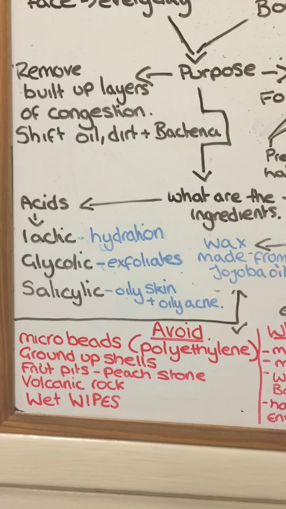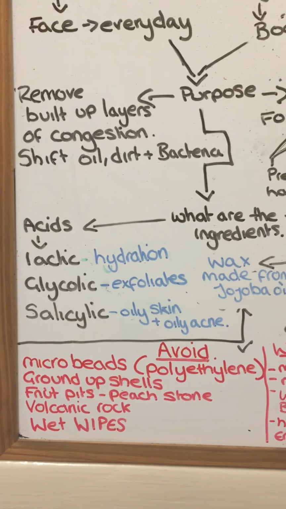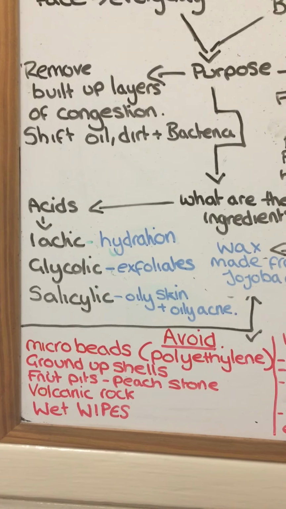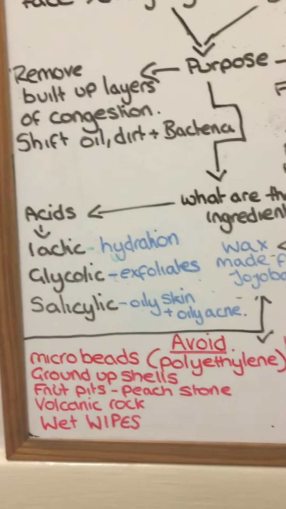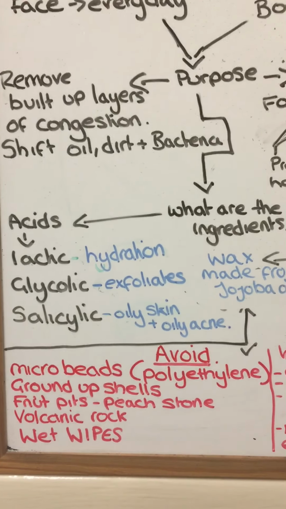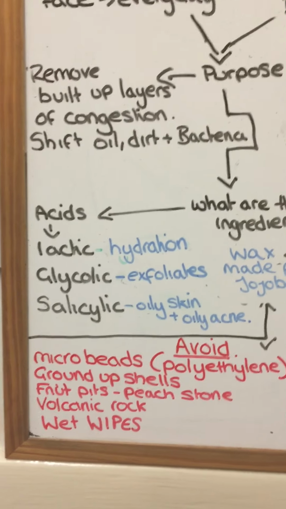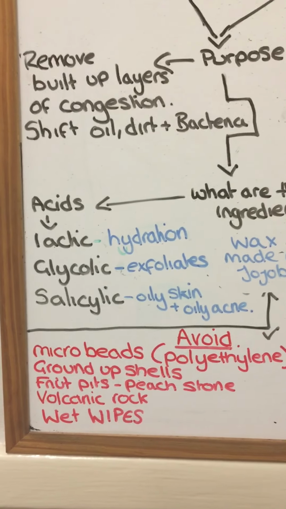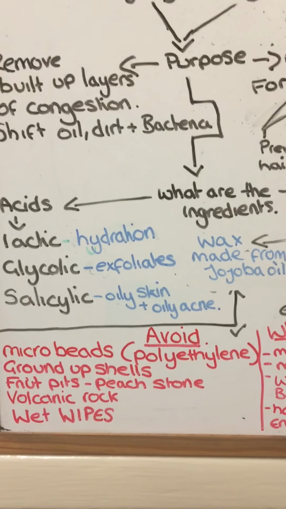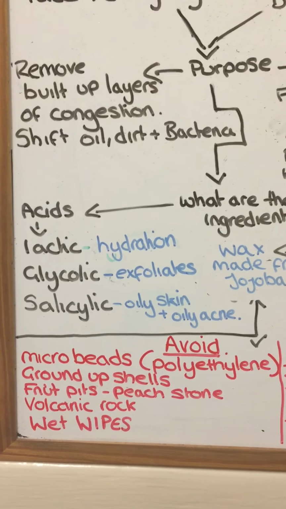So what are the ingredients? You've got acids: lactic, glycolic and salicylic acid. Lactic is good for hydration. Glycolic exfoliates on a deeper level, so if you've got really deep wrinkles, or really thick spots or thick congestion on your face or any scarring, that's really good to help shift those dead thick skin cells. Then salicylic is for oily skin and oily acne only because it's sterilizing, so it's anti-inflammatory and antibacterial.